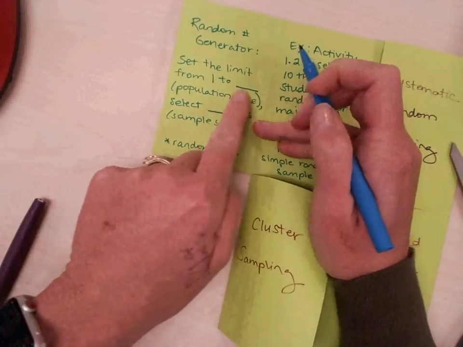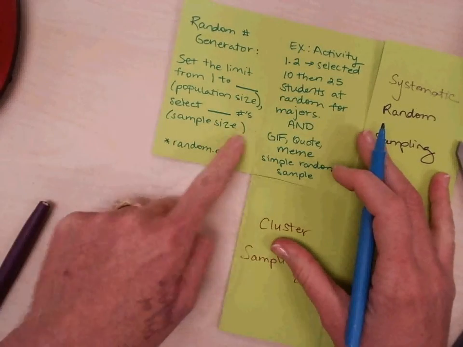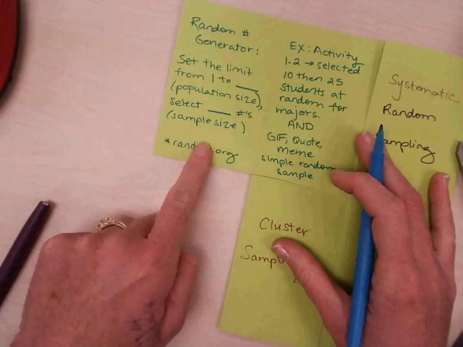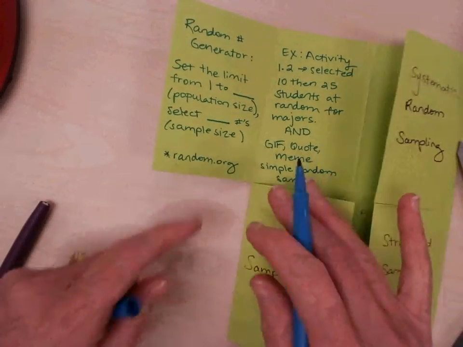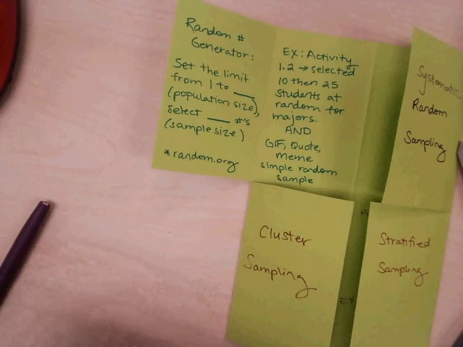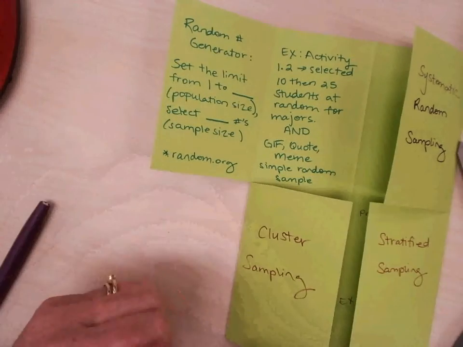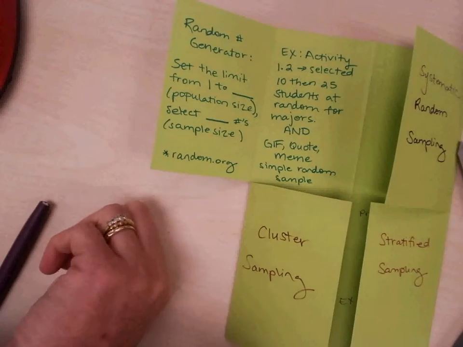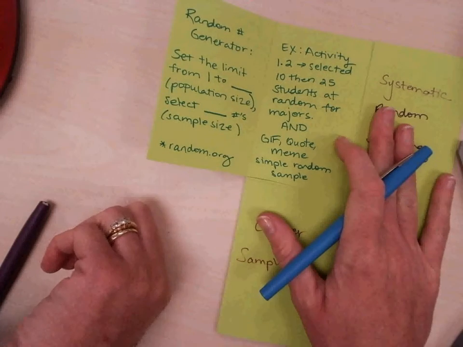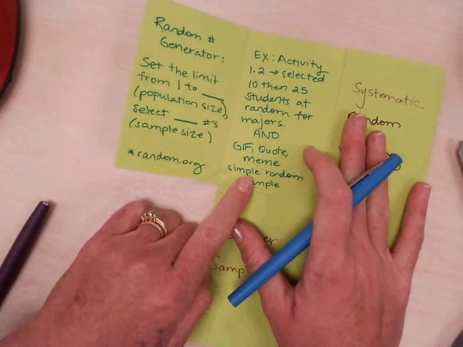1 to blank, blank being the population size, and then select blank numbers, which were the sample size, and that would give us these however many. Say the sample was size 25, we would have these 25 random numbers, and we would associate those with items in our data set. For example, our survey results. I wrote an example then.